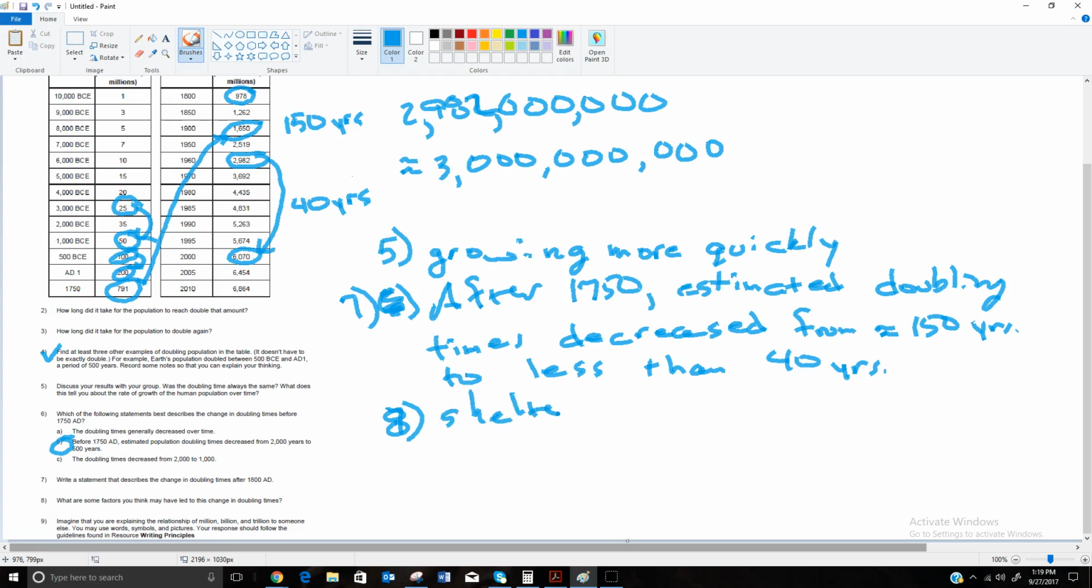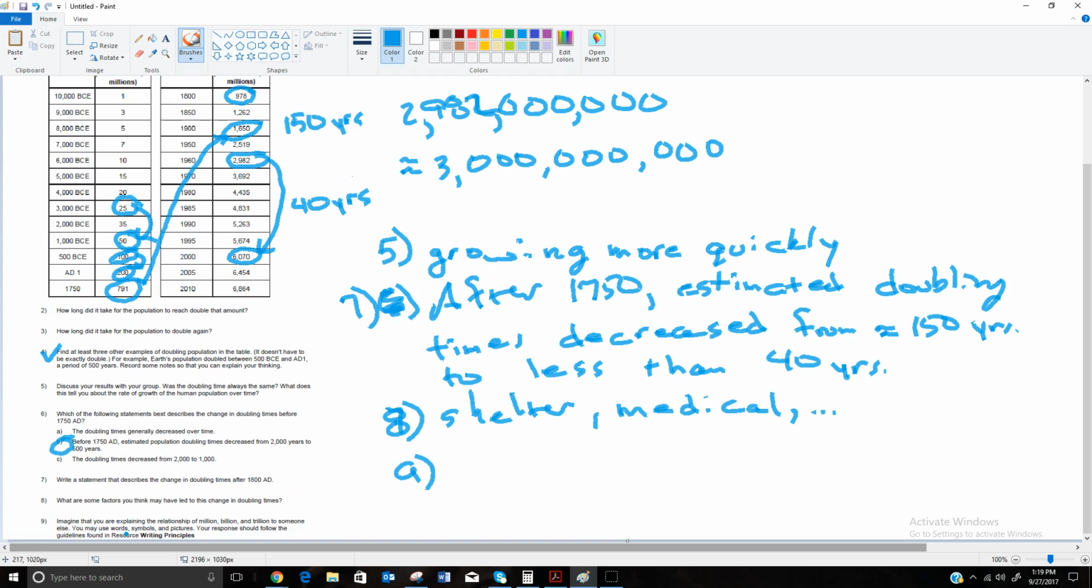So you could say shelter is better, medicine or medical advancements, things like that. So all those things that help people to live longer that have developed. So advancements in helping people live longer.